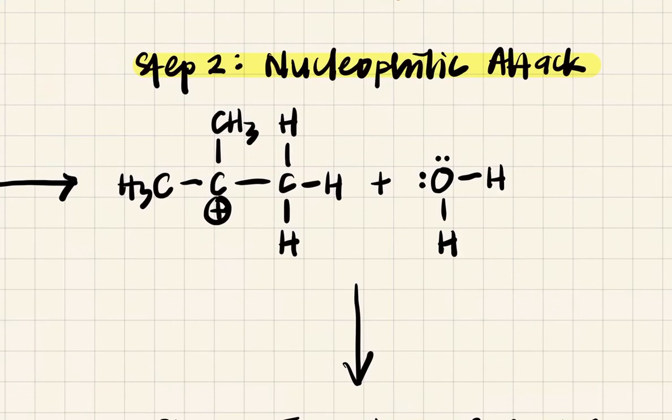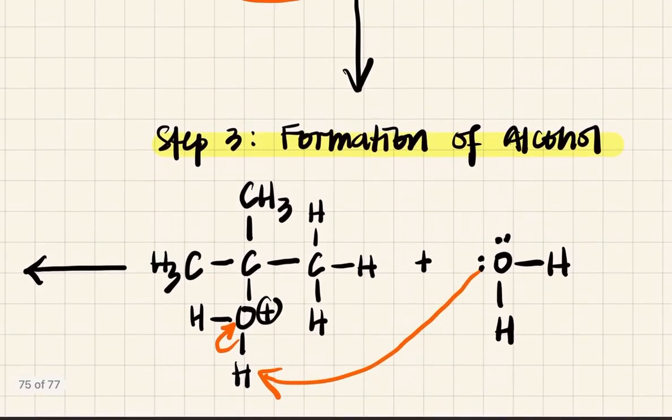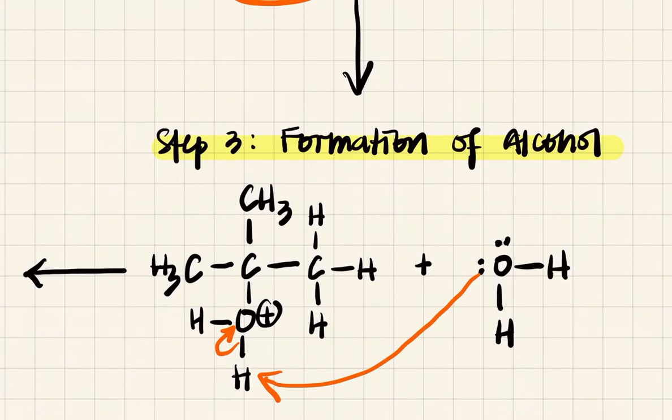Okay, so let's draw our curly arrow. So the lone pairs on this oxygen will attack this carbon, your electrophile. Ni nucleophile, ni electrophile. Okay. So sekarang kita ada H2O attached to our carbon here. So now the plus charge is on oxygen because this oxygen now has 1, 2, 3 bonds. Okay. So step 3 is the formation of alcohol.